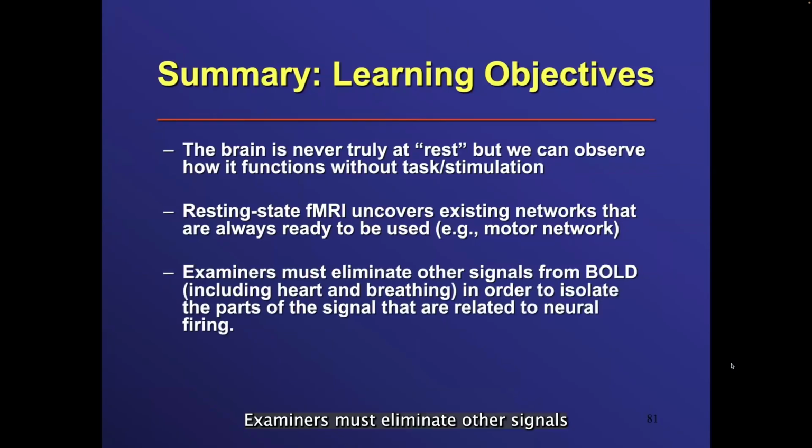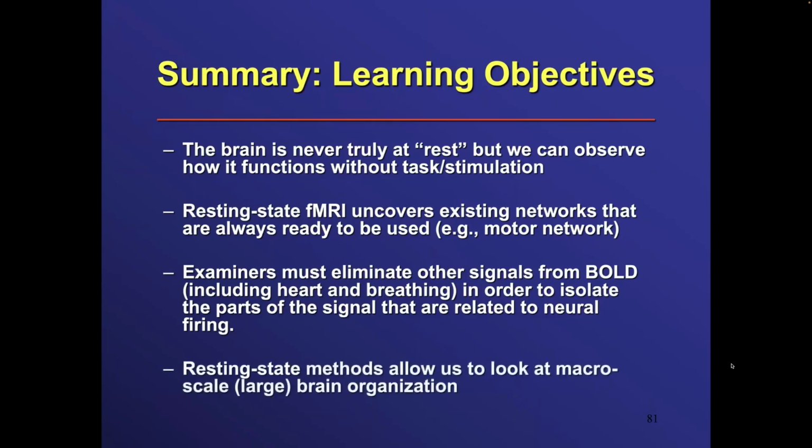Examiners must eliminate other signals from the BOLD signal, including heart and breathing, in order to isolate parts of the signal that are related to neural firing. So remember, the BOLD signal is only a proxy or a secondary measure of neural firing. We want to get it as close to that link as possible. And there are other parts to the BOLD signal, the raw data, that we have to filter out in order to do so.